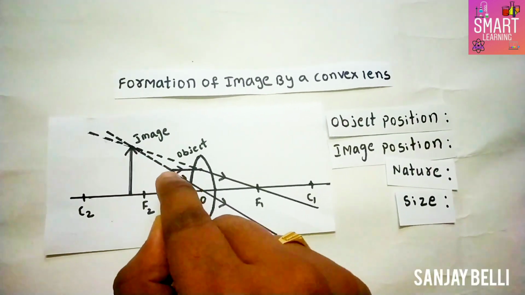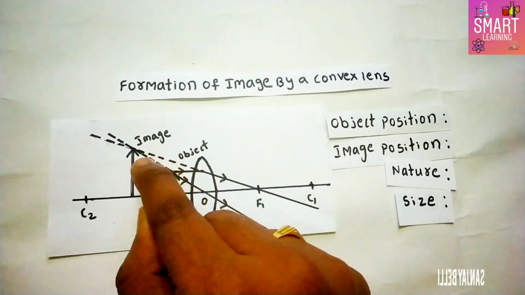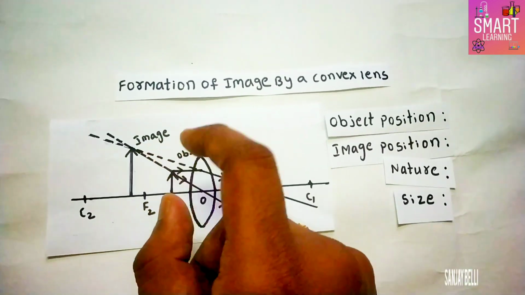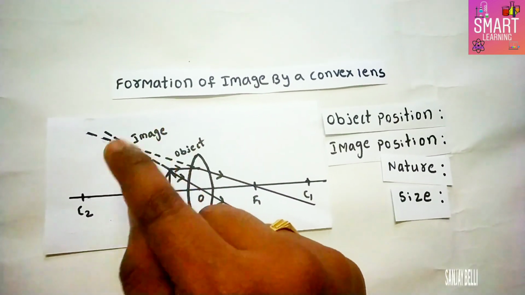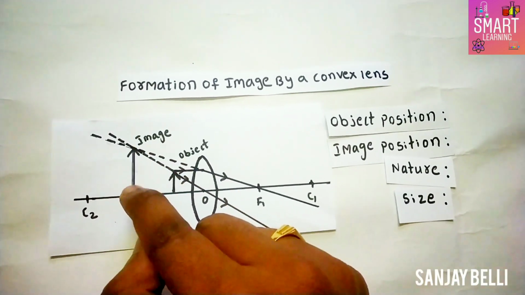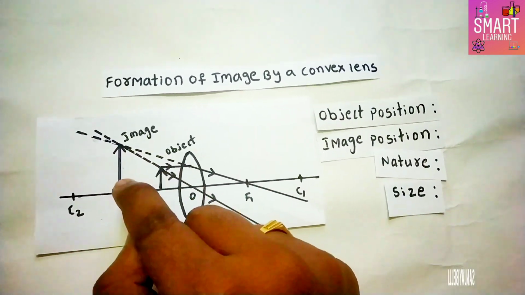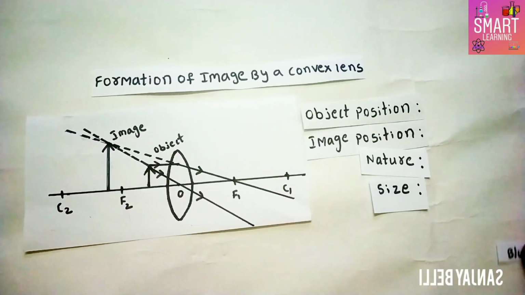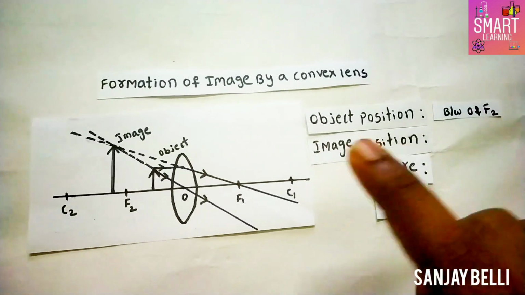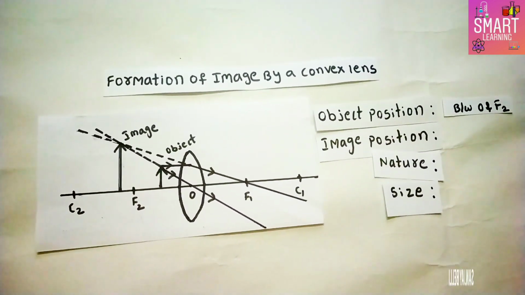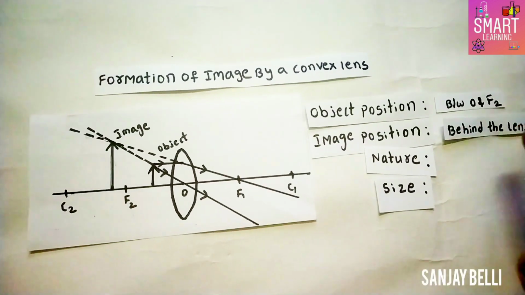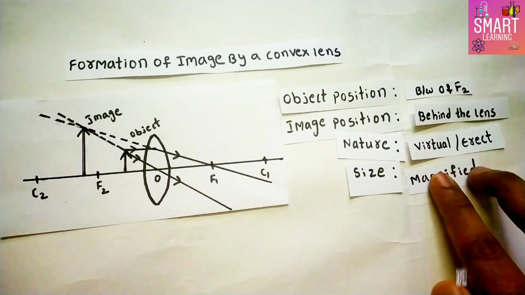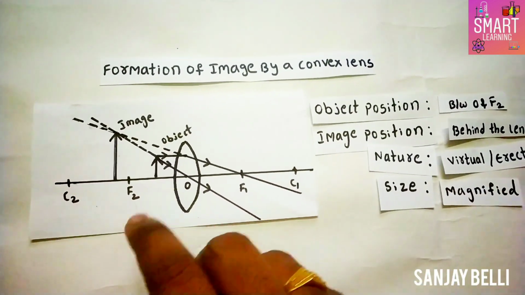So this is for your third rule and this is for your first rule, where these dotted lines are intersected. These dotted lines are also refracted rays, but you can observe them inside the lens. Here an image will be obtained and it's an erect image and it is an enlarged, magnified image. So now you can observe the object is placed between O and F2. An image is obtained behind the lens and the nature is erect. So virtual, erect, and the size is enlarged or magnified.